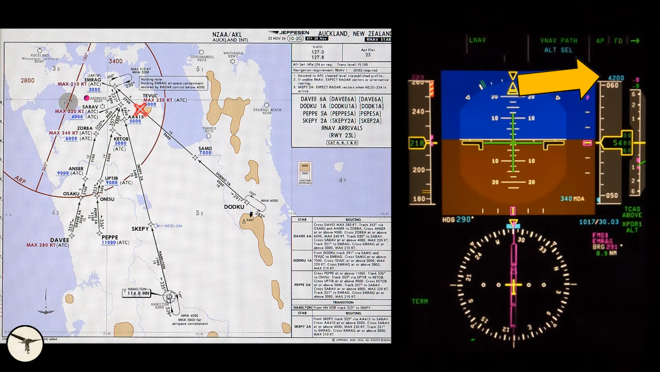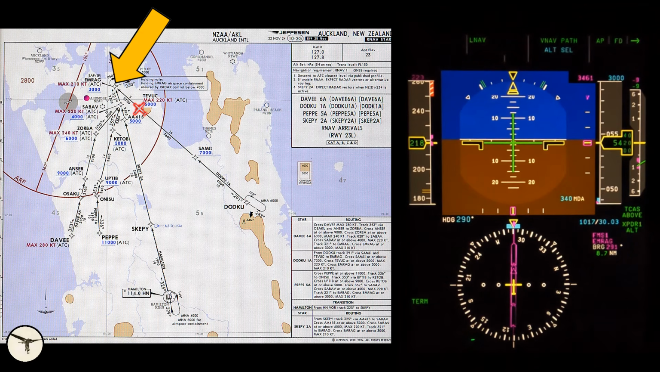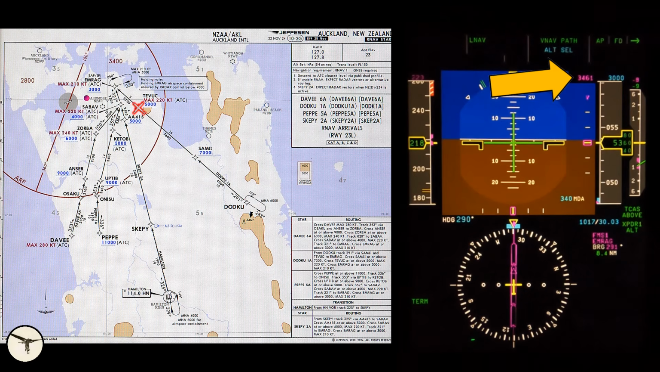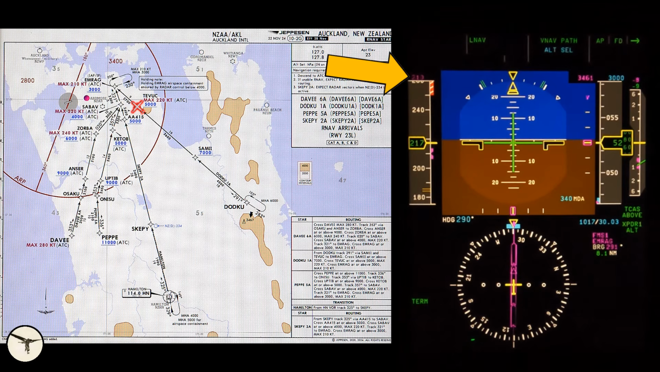After takeoff waypoint, we are cleared 3,000 feet. We must cross MRAG at or above 3,000 feet. The FMS calculates we will cross the waypoint at 3,461 feet. Max speed is 210 knots.